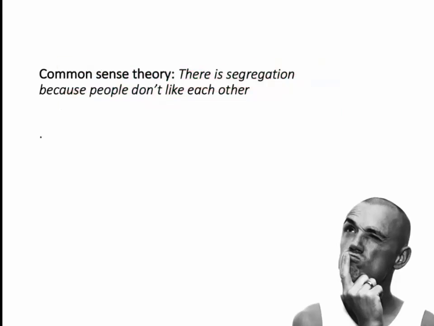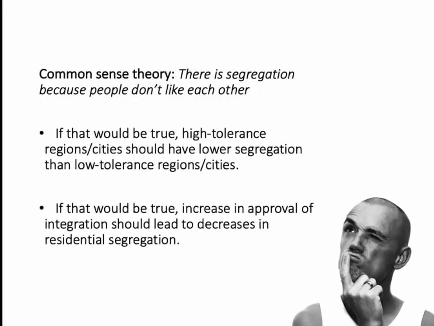And I'm going to use actually Elster now to demonstrate that. So if this would be the case, if there is segregation because people don't like others who are dissimilar to themselves, then high tolerance regions or cities should have lower segregation than low tolerance regions. So let's say we are in a city and there people are very tolerant. There should be less segregation than somewhere else in another city where people are not that tolerant.